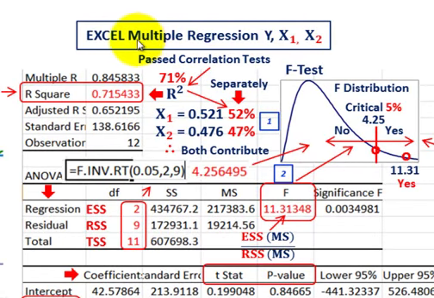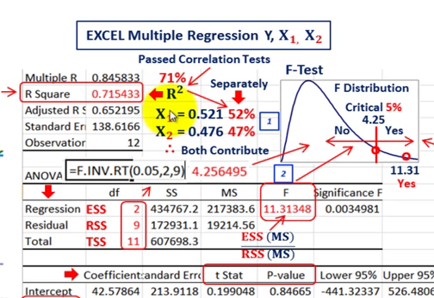Okay, now let's go through our multiple regression output here, and we'll look at it in terms of Excel. This is where we've done the regression with independent variables x1 and x2 against our dependent variable y. Starting with our r² value for the multiple regression, we came up with 0.71, or 71%.